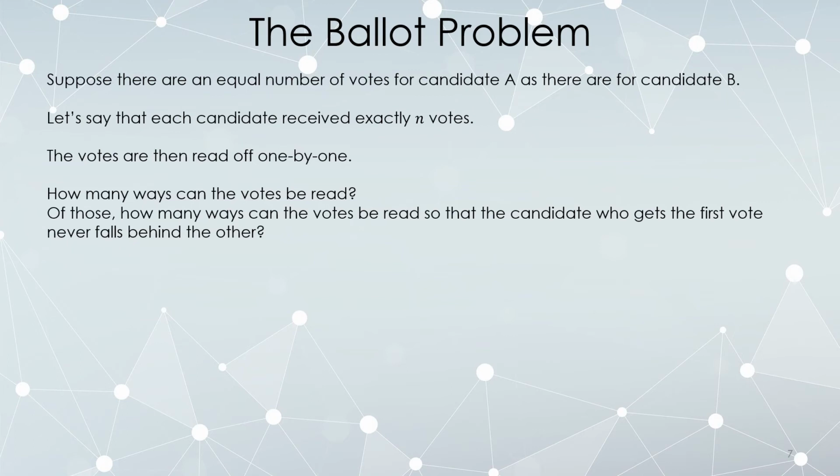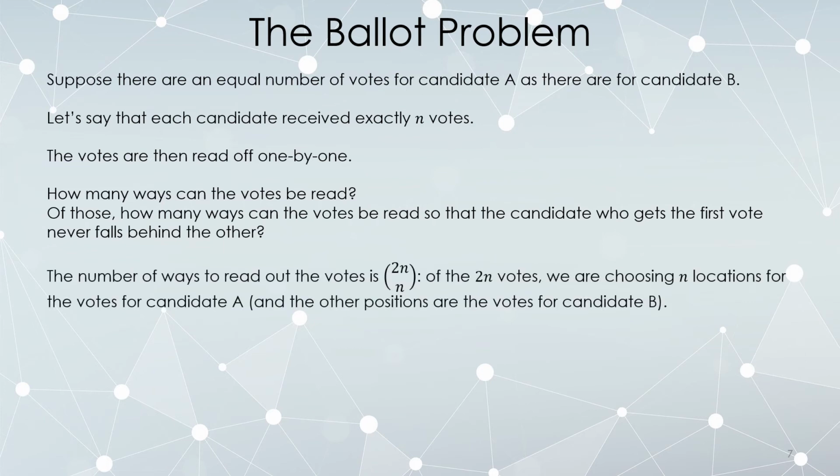Of those, how many ways can the votes be read so that the candidate who gets the first vote never falls behind? So when you reach your hand into the box, someone has to pull out a vote. And it's either going to say candidate A or it's going to say candidate B. Once you pull out the first vote, suppose for the sake of argument, it's candidate A. Of all the possible ways that could be listed out for the votes, how many of them, if you keep track along the way, will never have candidate A fall behind candidate B because candidate A got the first one?